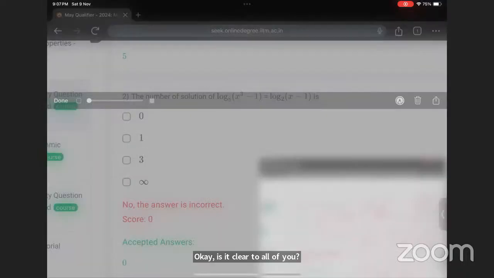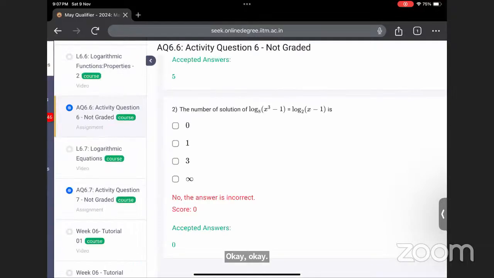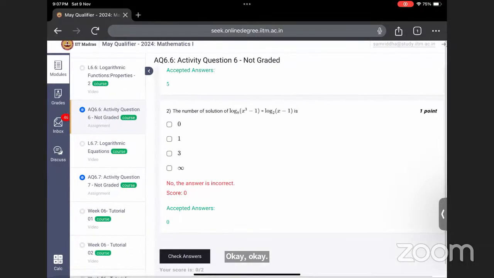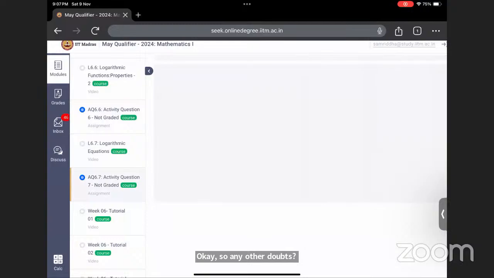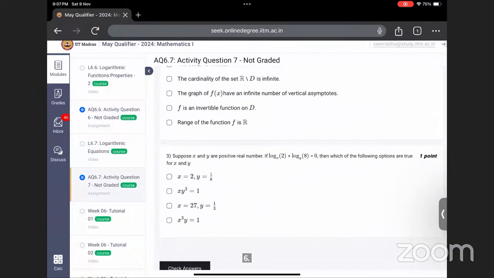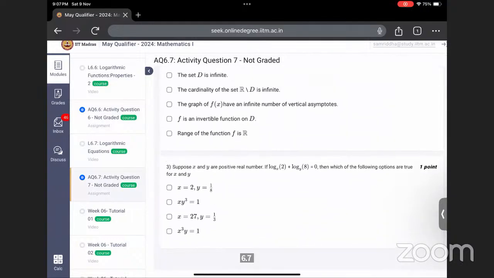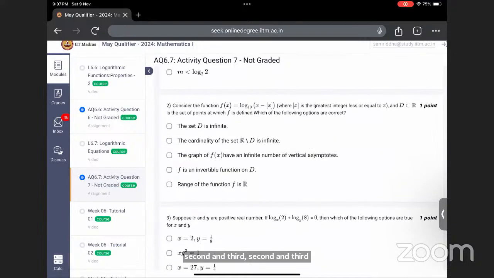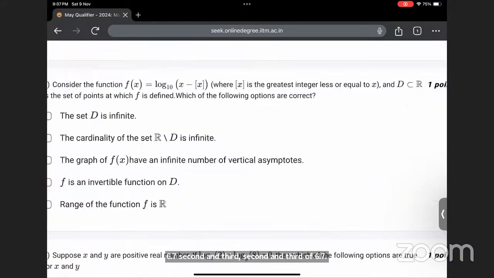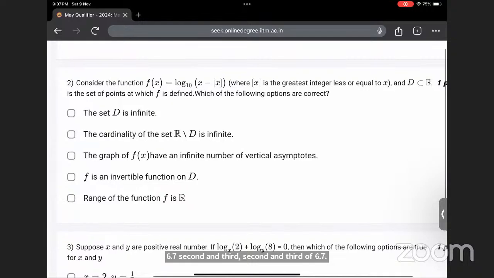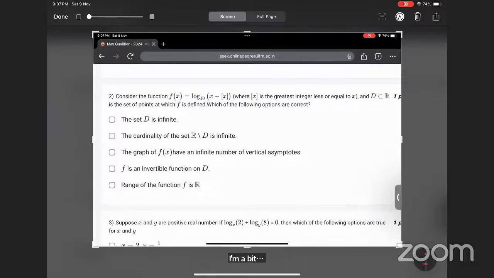Okay. So, any other doubts? Activity 6.7, second and third, ma'am. Second and third of 6.7. Okay. So, what is the problem in the second question? Ma'am, I'm not very perfect in the greatest integer function. The greatest integer function is your floor function, right?